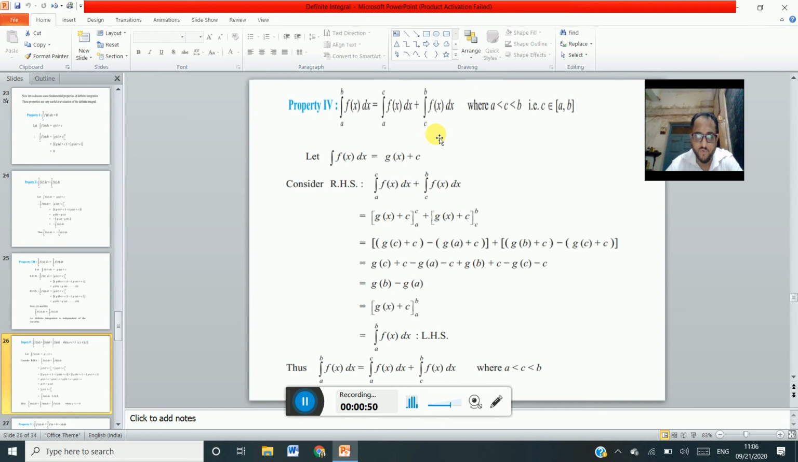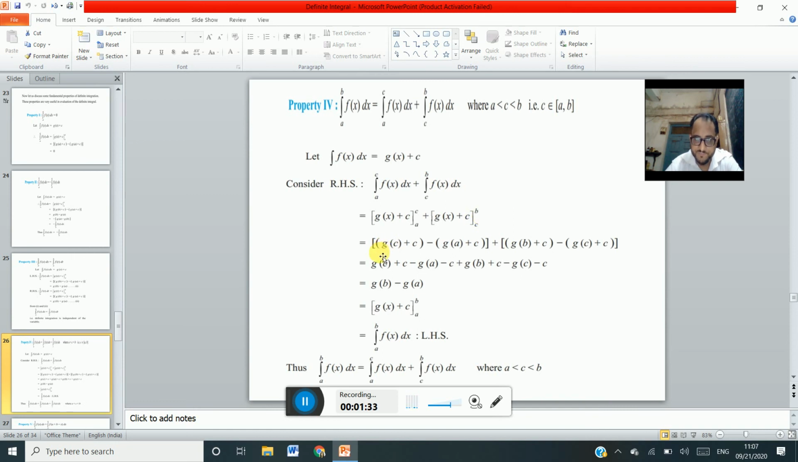This is the property number 4, and the proof of the property is very similar to the previous one, that is we consider the RHS and find the LHS, right? So consider again, let the integral of f(x) dx equal g(x) plus c. Then consider the RHS, what is it? The RHS is the integral from a to c of f(x) dx plus the integral from c to b of f(x) dx, right? Again by using the same result, we have [g(x) plus c] with limits a to c, and [g(x) plus c] with limits c to b, right?